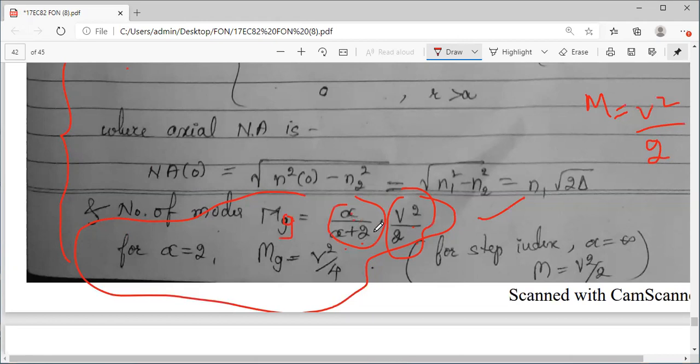What will happen if you take alpha is equal to infinity? Here I have written, if you take alpha is equal to infinity, what is happening? I think L'Hospital's rule and all you can apply, and this will be reduced to m equals V square by 2. And suppose if you have alpha equal to 2, which is the most practically used value, you will get Mg equals V square by 4.